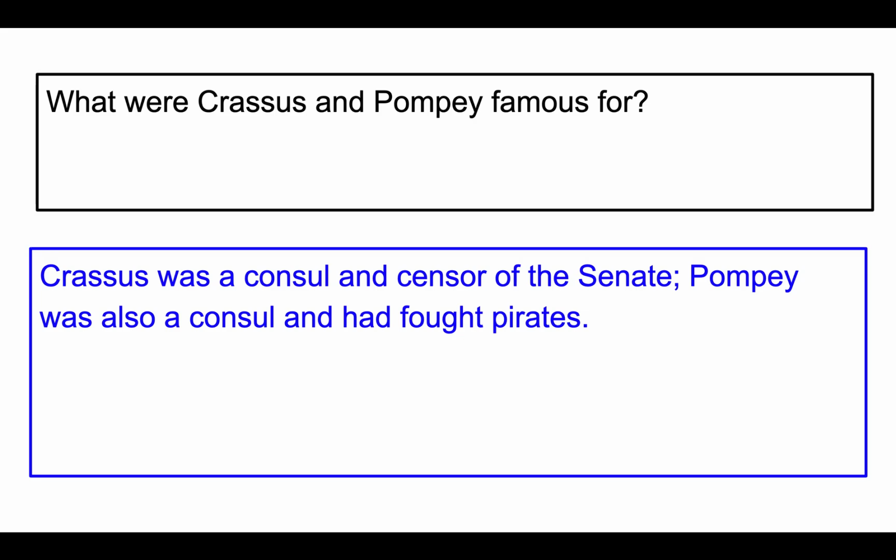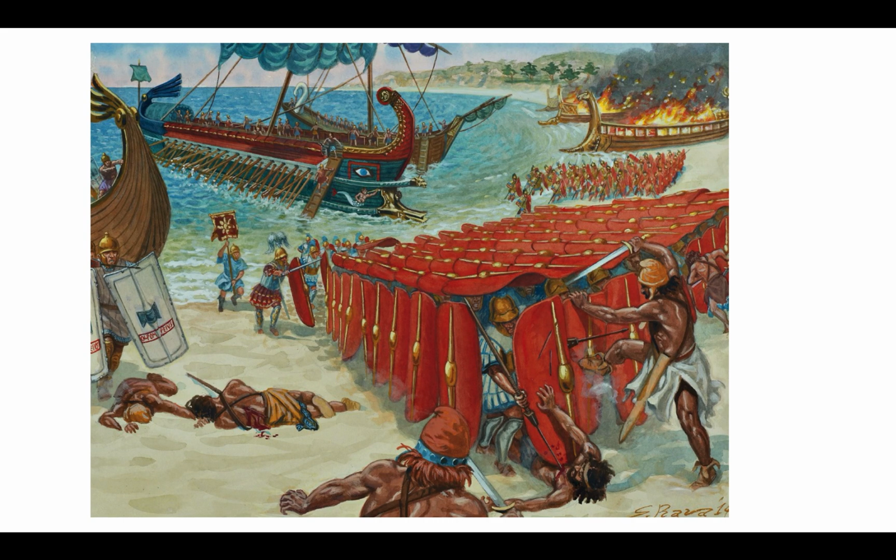Pompey was a consul. He had fought pirates. He was himself a really interesting person. But all of these people paled in comparison to Julius Caesar. Here's a picture of, I thought this was a really cool picture, of Pompey fighting the pirates with, you recognize the soldier formation here. And then over up here above, you see another formation of Roman soldiers. Here are the boats where they've been fighting the pirates.